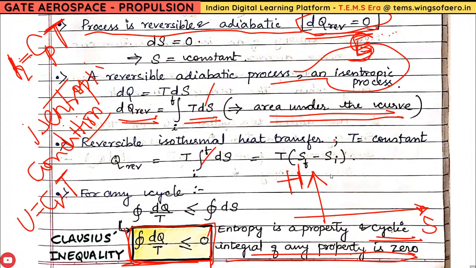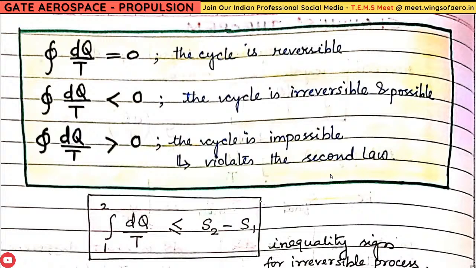So whenever any function is relevant to a property of a system, when we integrate over a cycle, the cyclic integral of any property will be 0. And entropy is a property. So here the entropy change is 0. There's one other key point. Remember the relation, they used to ask about it. Now we have the significance of this relation.